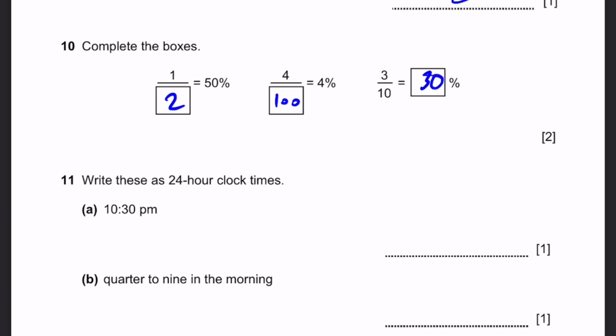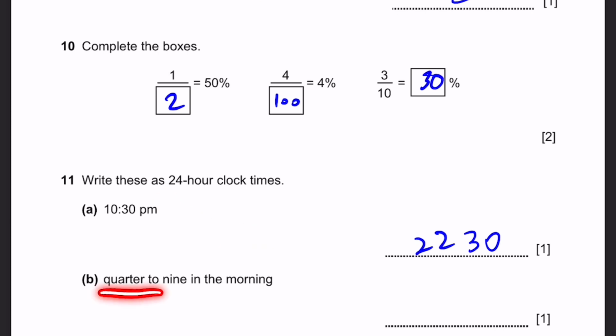Question 11. Write these as 24-hour clock times. A, 10:30 p.m. That's simply because it's p.m. we add 12 hours. So we get 22:30 in 24 hours. We do not need to write a colon over here to indicate the minutes and hours because there's 24-hour clock times. And B, 8:45 in the morning.